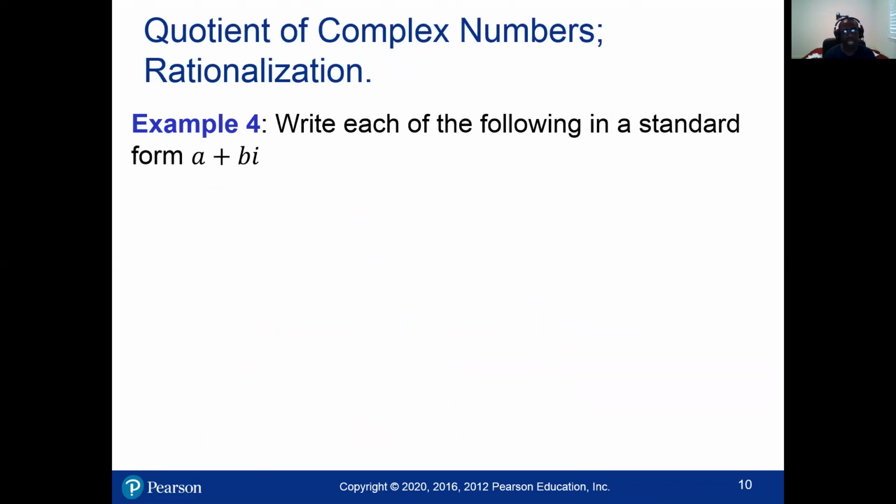Now, it says write each of the following in standard form. So we have 2 minus i divided by 2i. The process we're going to do is what we call rationalization.